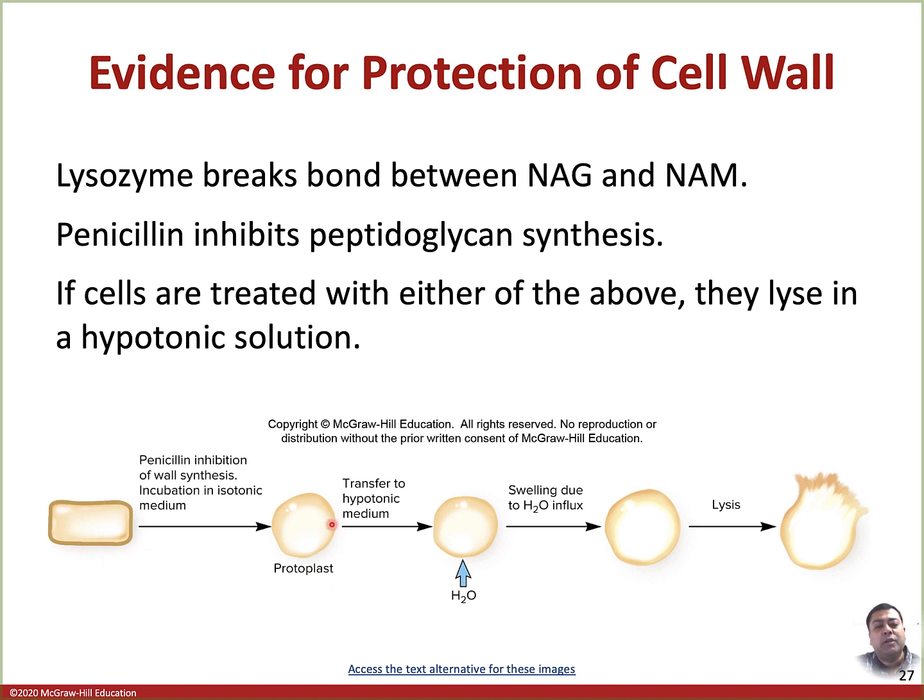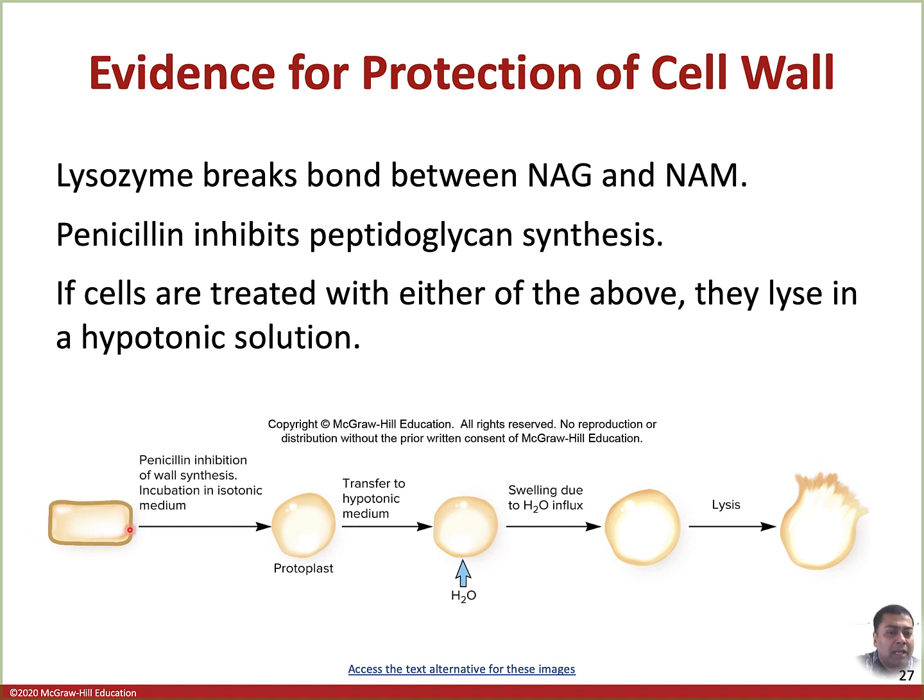Now, if we put this in a hypotonic medium, that means the water concentration outside is more, the solute concentration is less. Water is going to move from outside to inside, and the cell will swell. Eventually, the cell will have so much water that the plasma membrane will not be able to hold it, and it will lyse, and the cell will die. This is a typical condition that happens in an animal cell. Say you take a red blood cell and put it in distilled water. This is what is going to happen, which we call osmotic lysis.